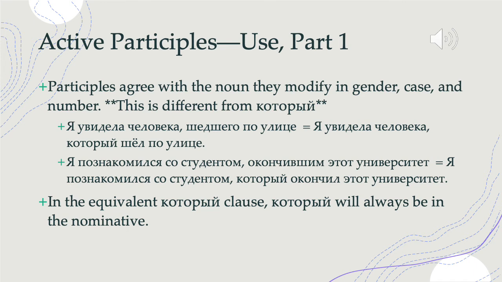And whenever we have active participles, whether present or past active participles, if we turn them into katori clauses, the katori will always be in the nominative. So whatever case the actual noun is in, if you take a participial clause and you turn it into a katori clause, katori will always be in the nominative if it is an active participle. Because remember, active participles refer to the one doing the action. They refer to the subject of the verb.